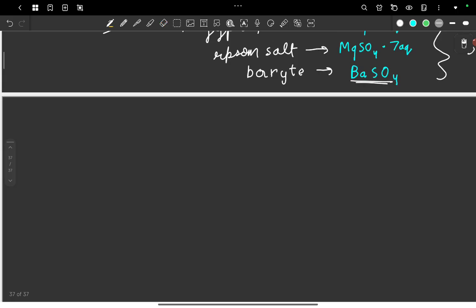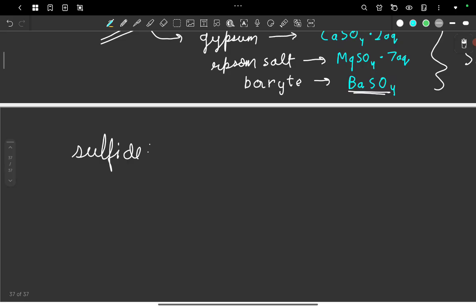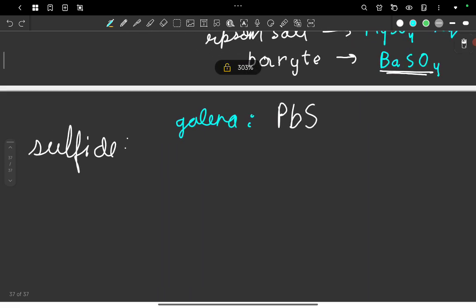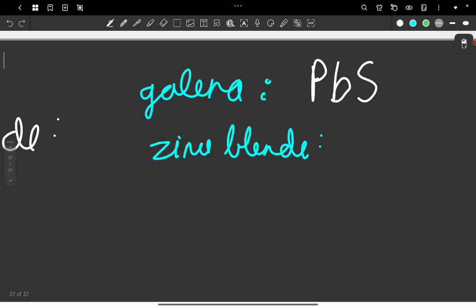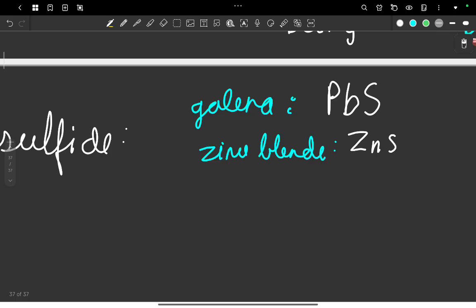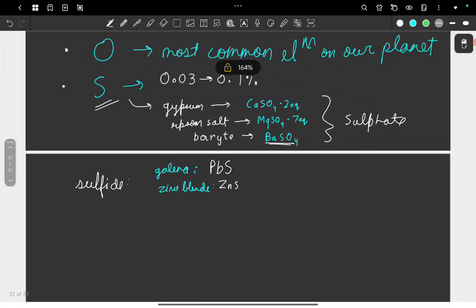Now let's talk about what kind of sulfides you can find sulfur in. We also studied this in group 14 elements, that the ore of lead is galena. Galena, which is PbS. Galena is also an ore for lead and also an ore for sulfur. So it's a multi-purpose ore. Isn't that nice? And there's zinc blende, like it's blende with an E. So zinc blende is basically ZnS. These were the sulfide ores.